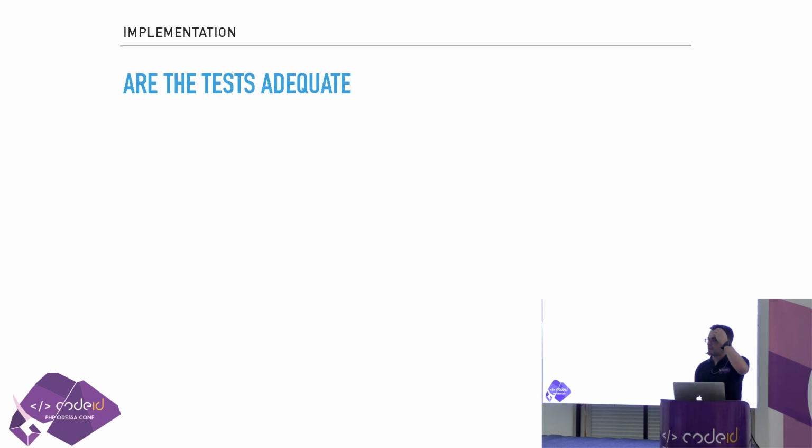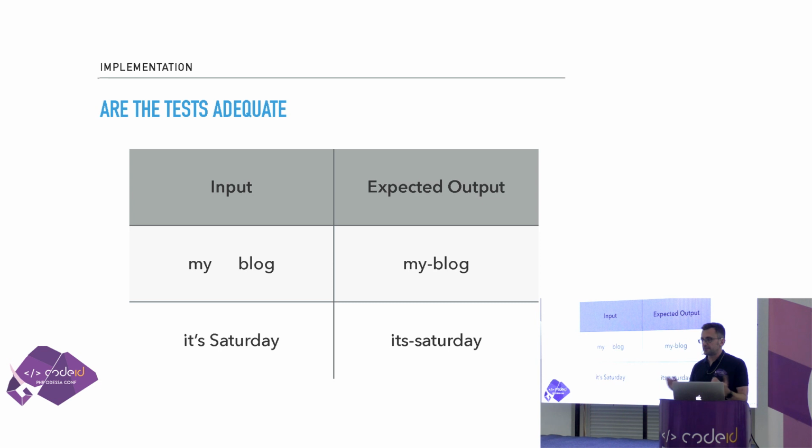So the next question I'd ask is, have we got adequate test coverage? So I'd go and look at all our requirements and say, is there a test for every one of our requirements? So again, coming back to our slug test, maybe we need something where if we have multiple spaces, they just get replaced with a single dash rather than lots of dashes. And maybe if we have things like an apostrophe, we don't report that at all.